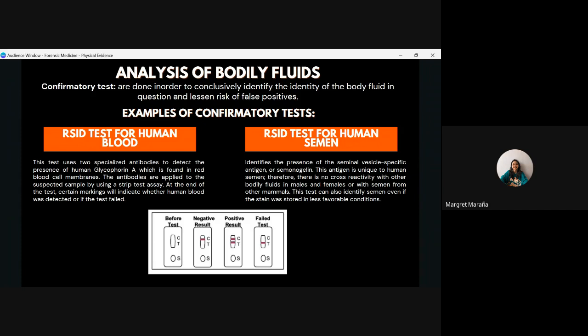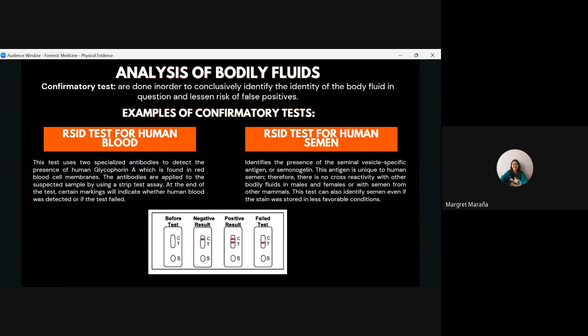Dito sa confirmatory test, check talaga natin kung blood ba talaga yon or it's some kind of other bodily liquid. So ang confirmatory test natin, marami din siyang iba't ibang examples or test na ginagawa. Pero dito sa ating example ay ang RSID test for human blood and RSID test for human semen. And yes, same sila ng test.